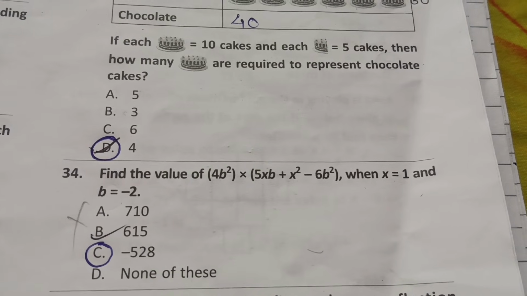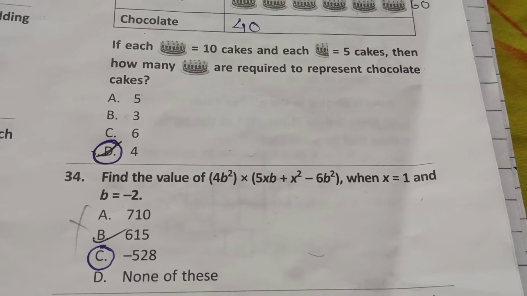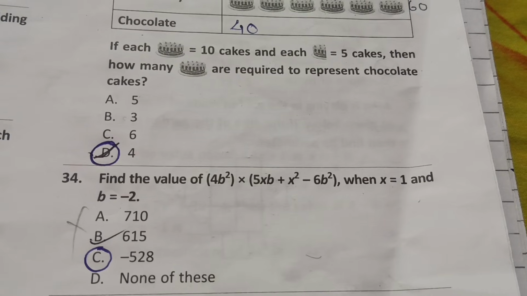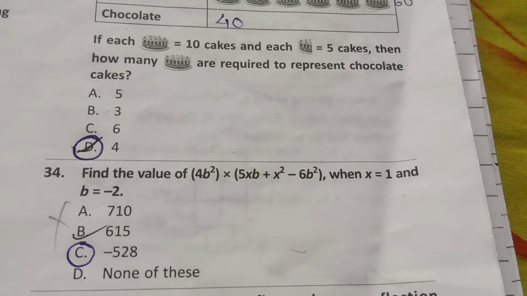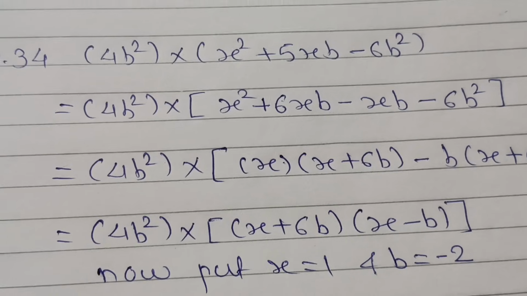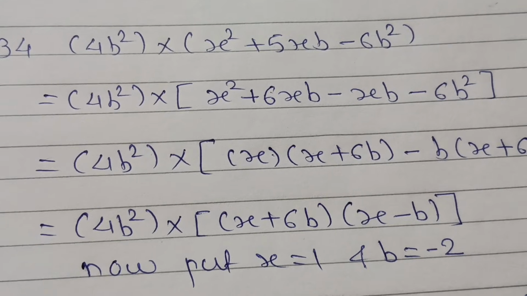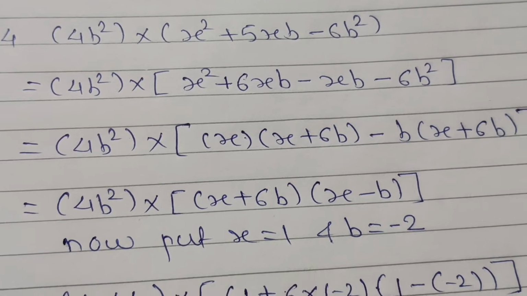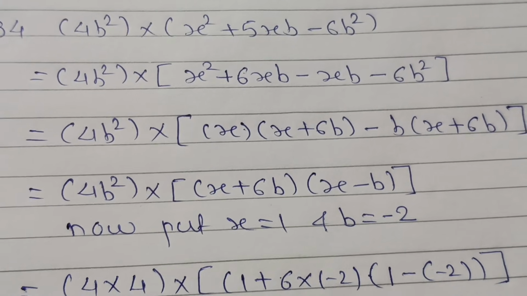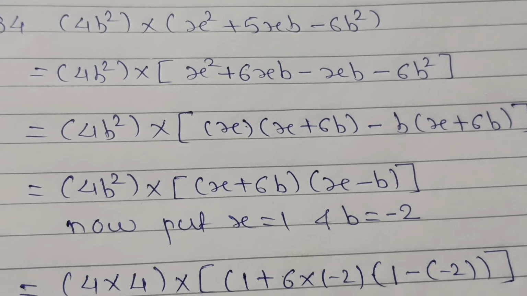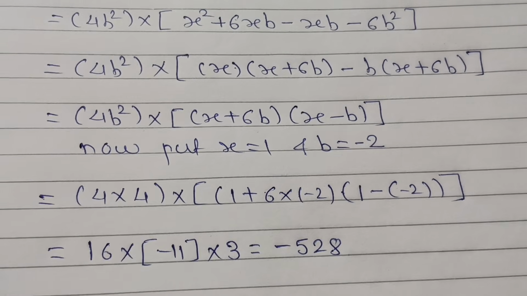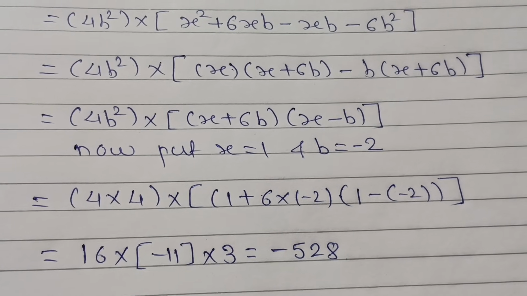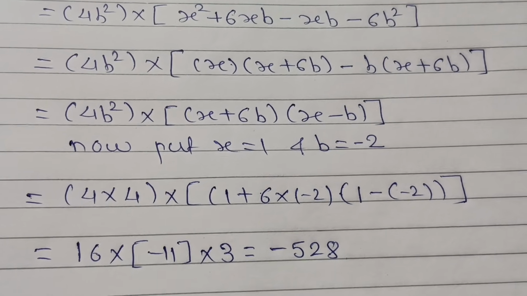Question number 34. Find the value of 4b square into 5xb plus x square minus 6b square when x is equal to 1 and b is equal to minus 2. To find the value, first we will factorize the second bracket. After factorization, we get these two factors, x plus 6b and x minus b. Now we will put the values of x and b in the equation and we get the final answer minus 528. Option C.